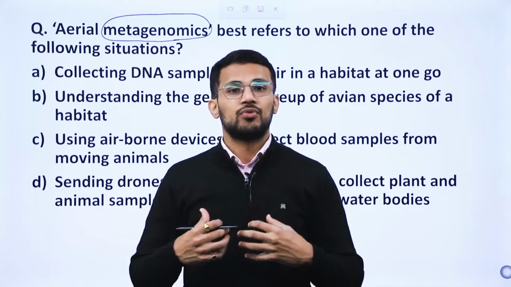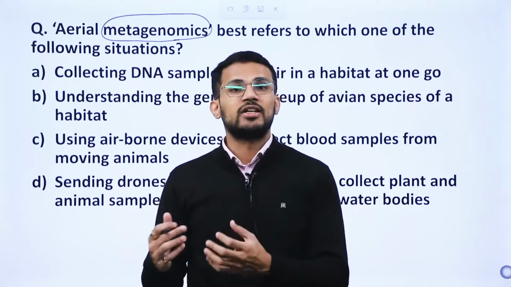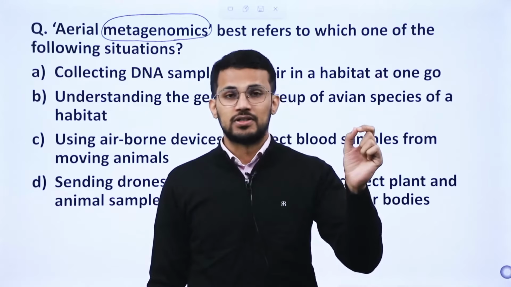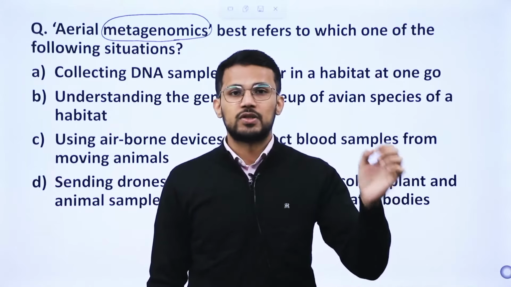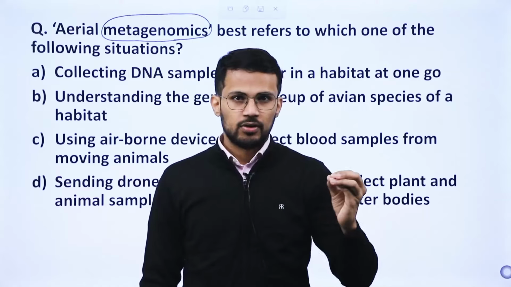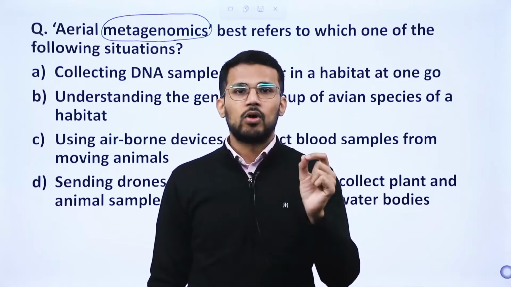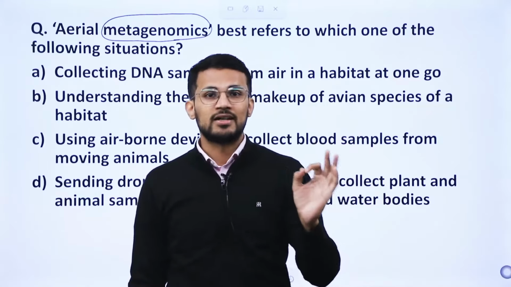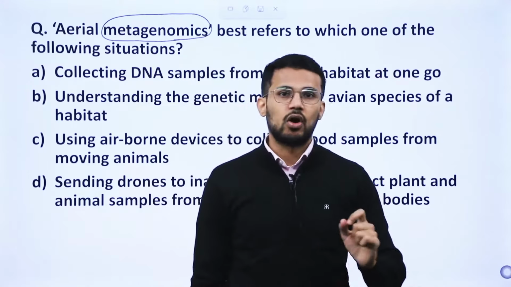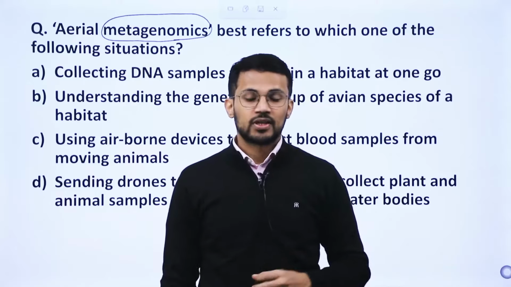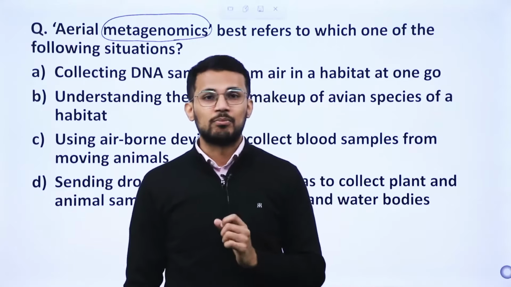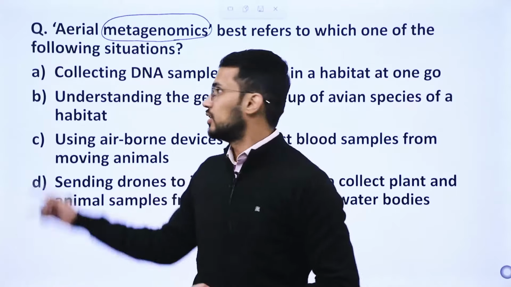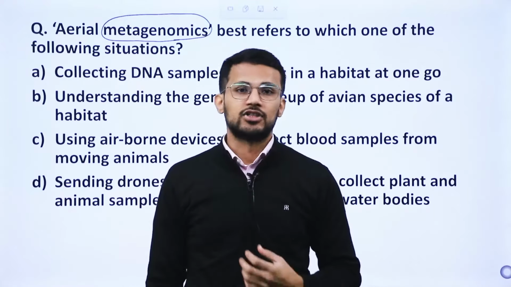And there are a number of ways to collect this genetic information, and one of the ways is to collect genetic samples from the atmosphere. In air, in the form of aerosol particles, we have DNA samples, RNA samples or genetic samples of various organisms. And when we collect those genetic samples, that type of collection of genetic information is called aerial metagenomics, right?